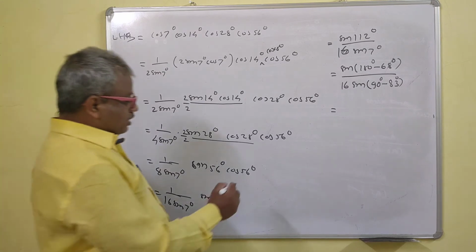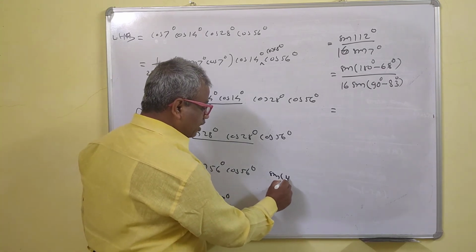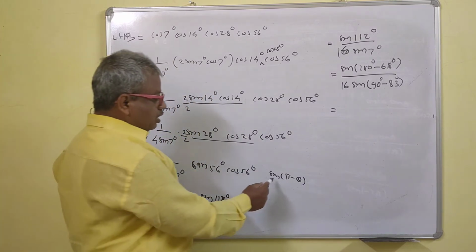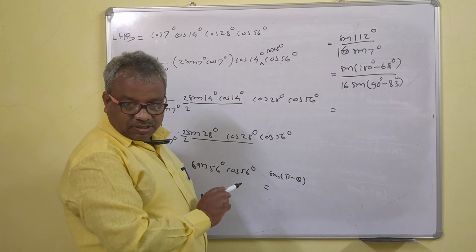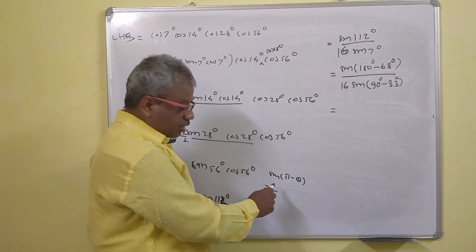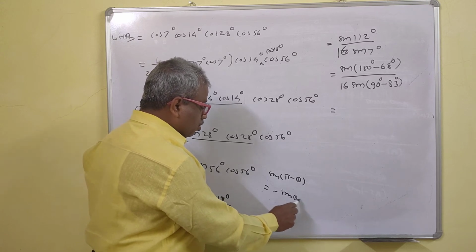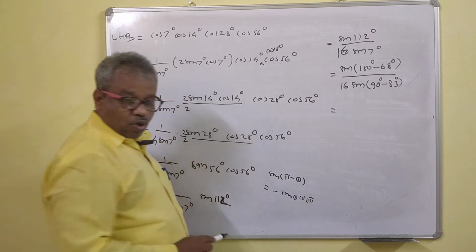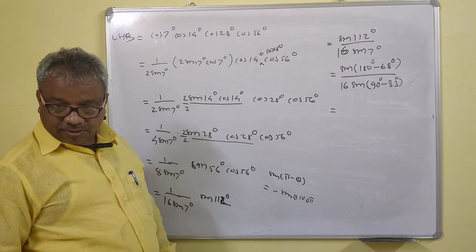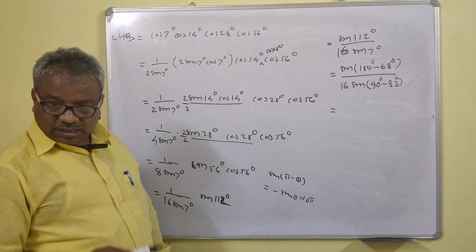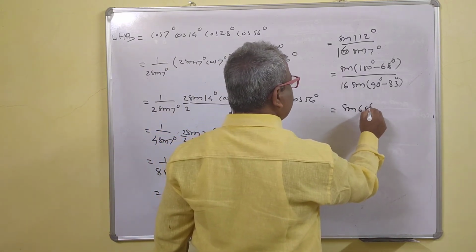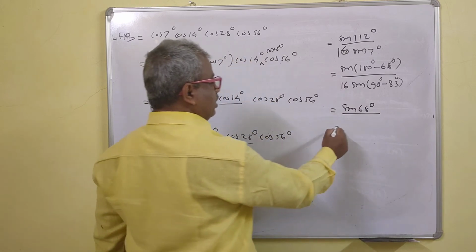Now sin pi minus theta. See, sin pi minus theta we can expand, right? Because 180 is nothing but pi. So this is sin pi cos theta minus cos pi sin theta. Your first term is 0 now. Then the second term is minus cos pi sin theta. Your cos pi is minus 1. So this means sin theta, right? Means sin pi minus theta is sin theta. So this is sin of 68 degree upon 16 is there now.